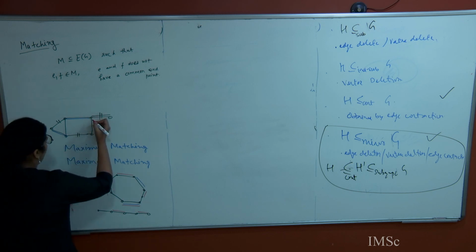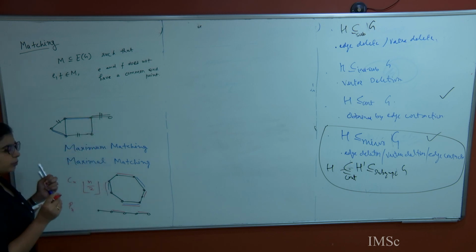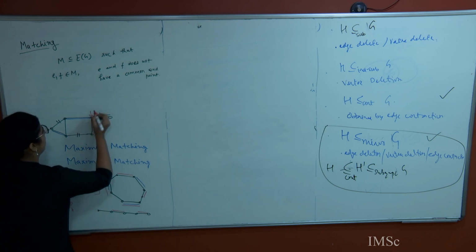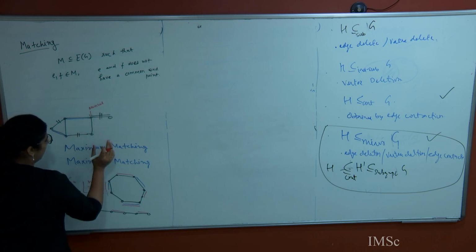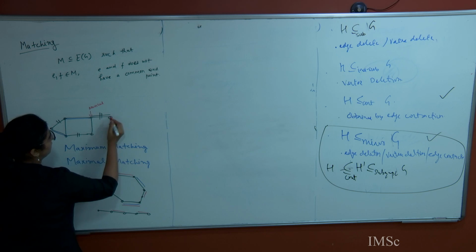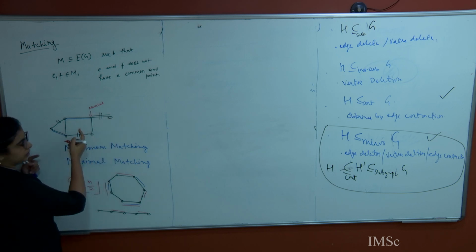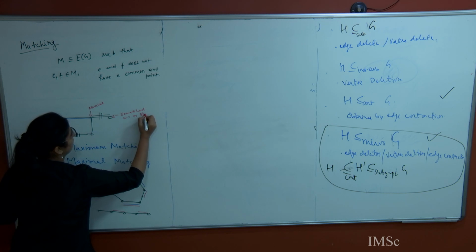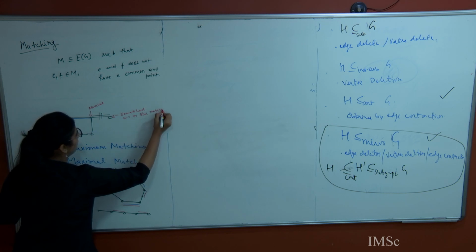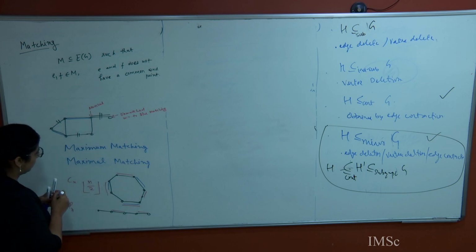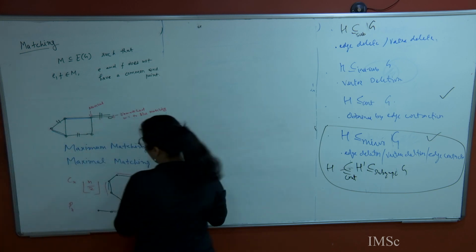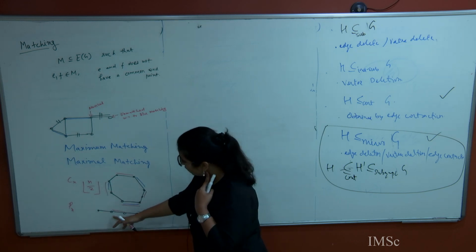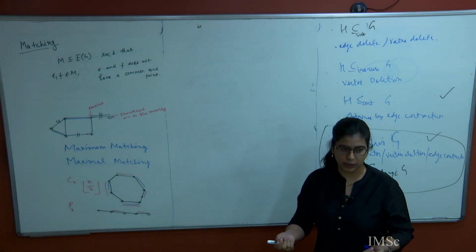Okay, and any vertex which is an endpoint of some matching edge, we will call it matched. So this is a matched vertex. And a vertex which is not matched, so this vertex is not matched with respect to the blue matching, this is unmatched. Okay, so we'll use this terminology. So for a path, if we take alternate edges, that will give you a maximum matching.